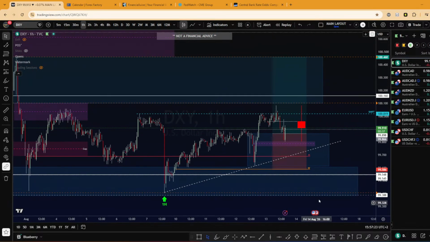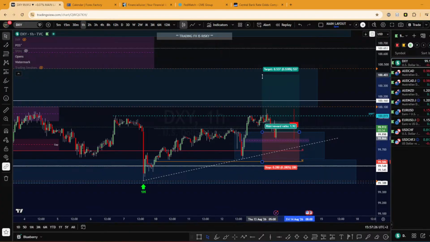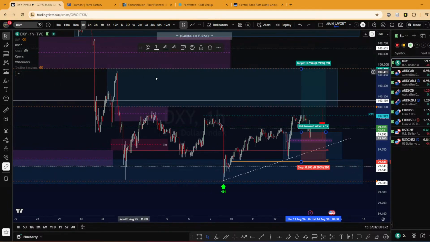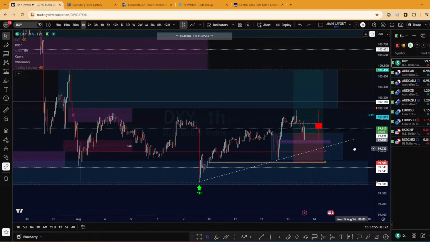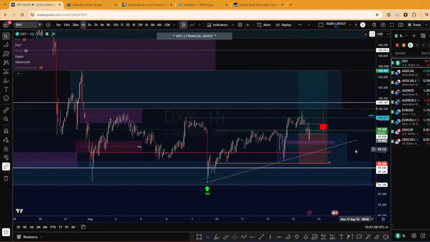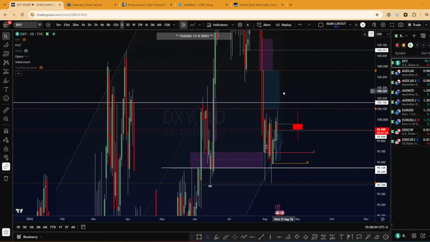So initially I wanted to hold price, the DXY, towards this level right there. If we had hot inflation, PPI or CPI, this could potentially help to push the dollar higher. But because we have soft inflation, this could take a little bit of time to push up. So, and this level just represents an imbalance in higher time frame.